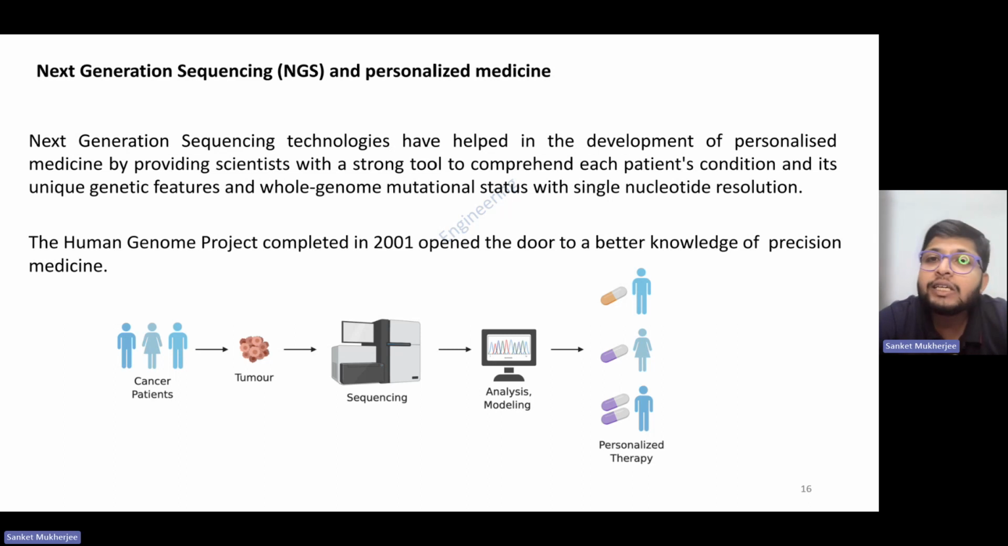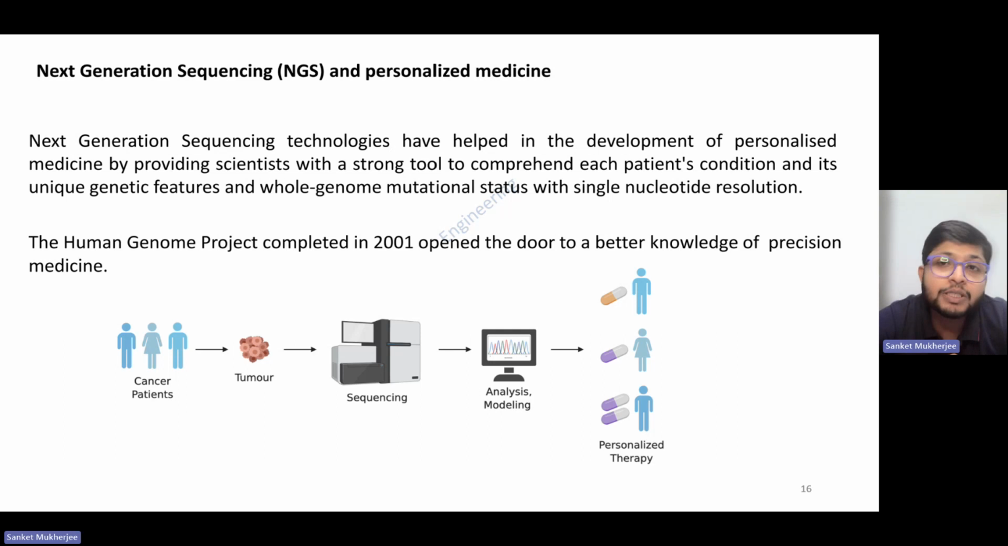So essentially the idea here is that cancer patients will be having tumors, which are probably malignant tumors. Now these cells, the cancerous cells, will be sequenced, and then we will analyze what are the mutations in these specific types of cells which are leading to the disease.